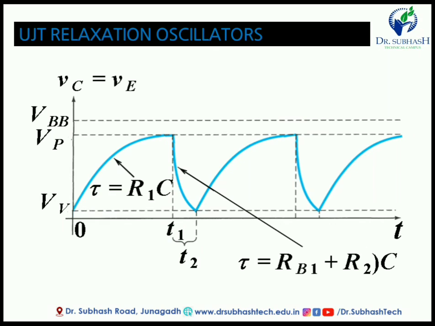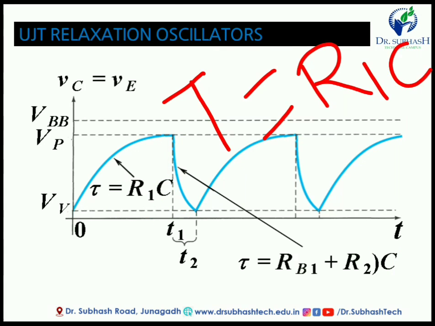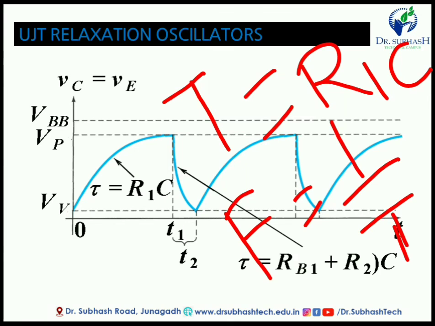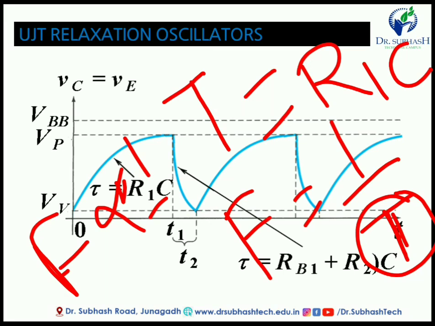So friends, you have to remember this charging time constant tau is equal to R1C, and this discharging time constant tau is equal to (RB1 plus R2) into C. If we change the value of the capacitor or R1, then we change the value of T. T is nothing but R1 into C, and F is equal to 1 upon T. So if we change this value, they are inversely proportional. So we can say that F is inversely proportional to T.